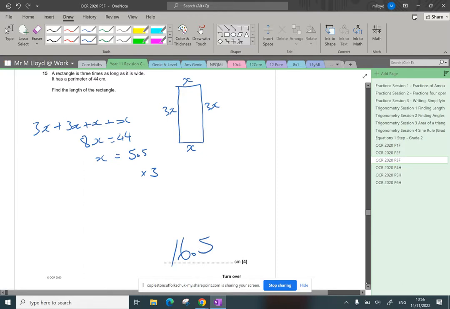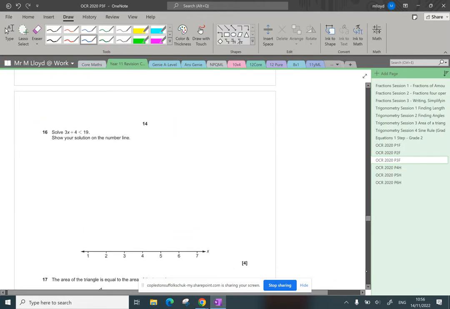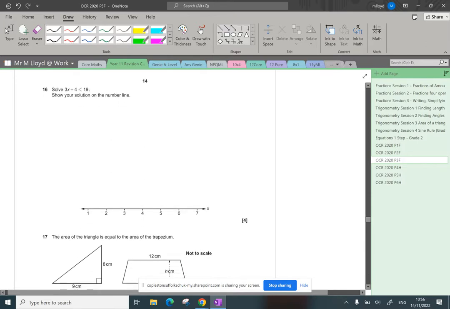Right, that's question 15 done. Let's go on to the next one. Okay, solve 3x plus 4 is less than 19. So we treat that just like an equation. I'm not going to change the symbol because many people forget to change it back. So we're going to subtract 4 from both sides, which gives 3x is less than 15. And then we divide throughout by 3. x is less than 5.